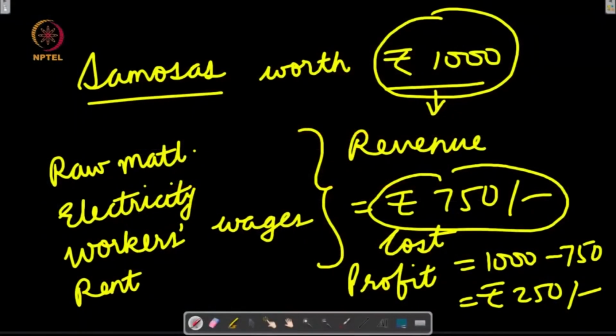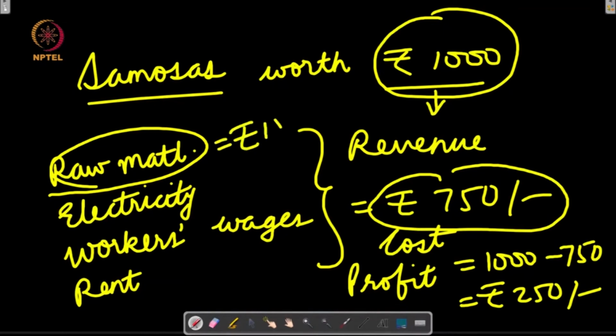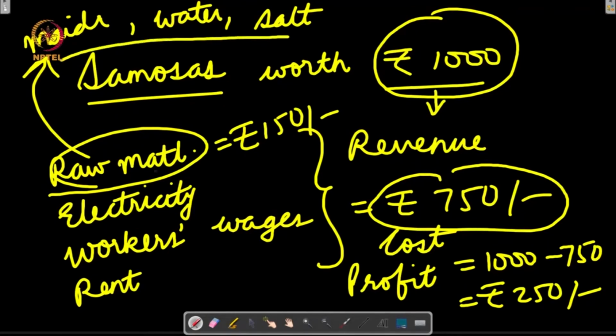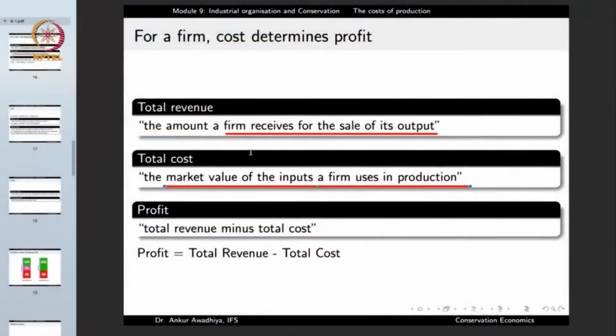Total cost is the market value of the inputs a firm uses in production. We are emphasizing market value because in the case of raw materials, we will not say that the raw material is maida or water or salt. Instead, we take the market value of all of these and say that raw material is in total 150 rupees. So the total cost is the market value of the inputs a firm uses in production, and profit is total revenue minus total cost.